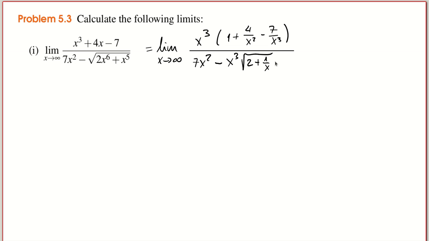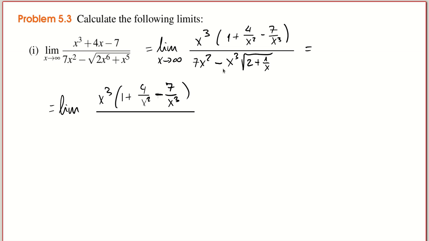All right. Now again, this x cubed can be factored out, right, globally, and then we have the limit of x cubed times 1 plus 4 over x squared minus 7 divided by x cubed, everything divided by, and now factor out the x cubed, we have 7 divided by x here, minus the square root of 2 plus 1 over x, okay, when x goes to infinity. Now this factor cancels, and all we have to do is calculating this limit.